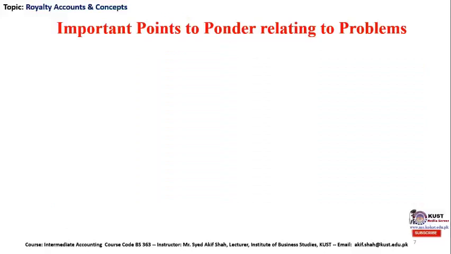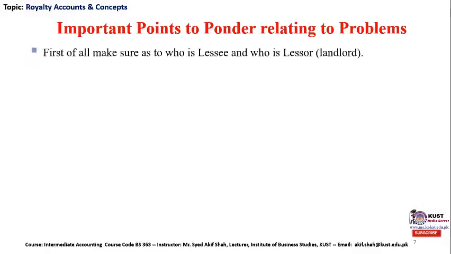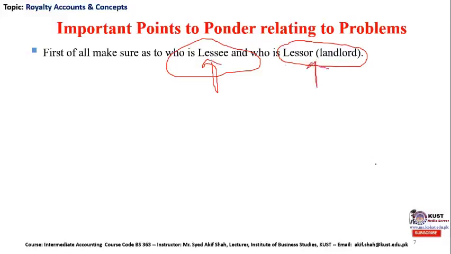So the important points to ponder while you are attempting any problem or numerical illustration are: first, to make sure who is lessee and who is lessor or landlord. You have to read the question thoroughly and then understand or bifurcate the parties involved in the lease agreement, who is lessee and who is the lessor or landlord. It should be clear.